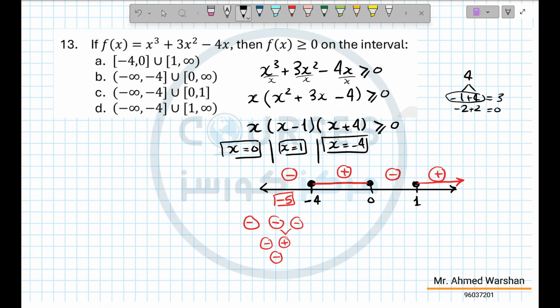So the solution is hard bracket negative 4 to 0 union hard bracket 1 to infinity. So the answer is, I can't see it. The first one? Yeah, it is the first one. It's A.